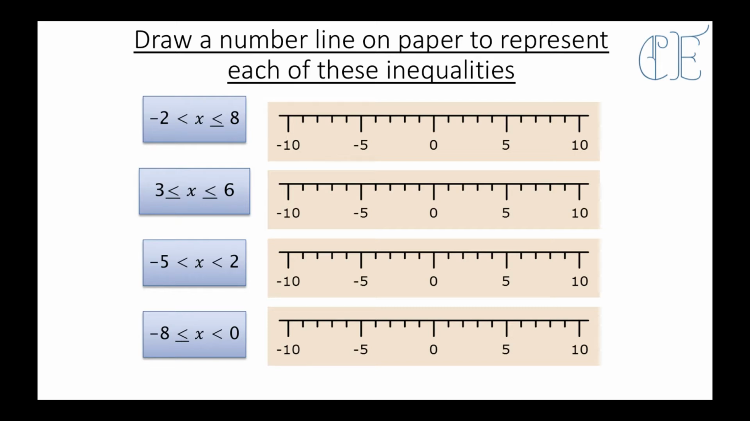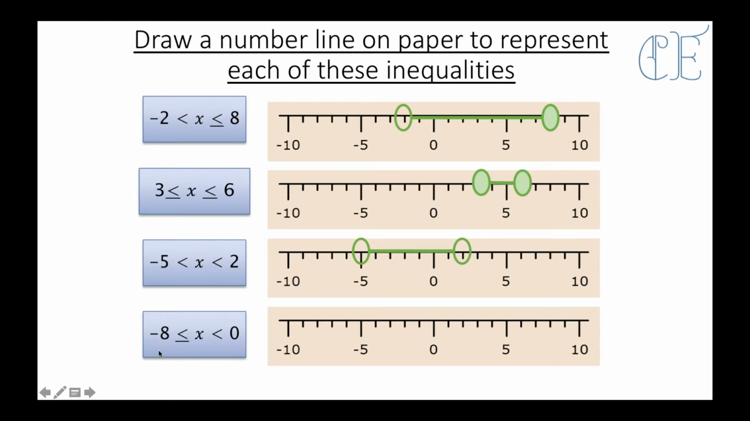If you pause the video, the first one, nice and easy, we circle minus 2, but we don't colour it. We circle 8, but we do colour it because of this sign, and draw our line. Here we circle 3 and colour it, because it's an equal to, and 6 and colour it, and draw our line. Here we circle minus 5, but we don't colour it, and we circle 2, but we don't colour it. Both of those are not equal to signs.